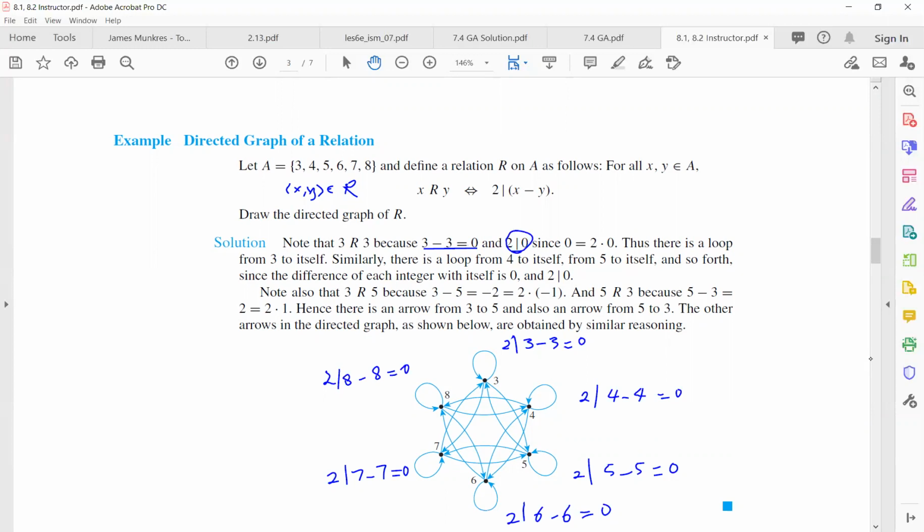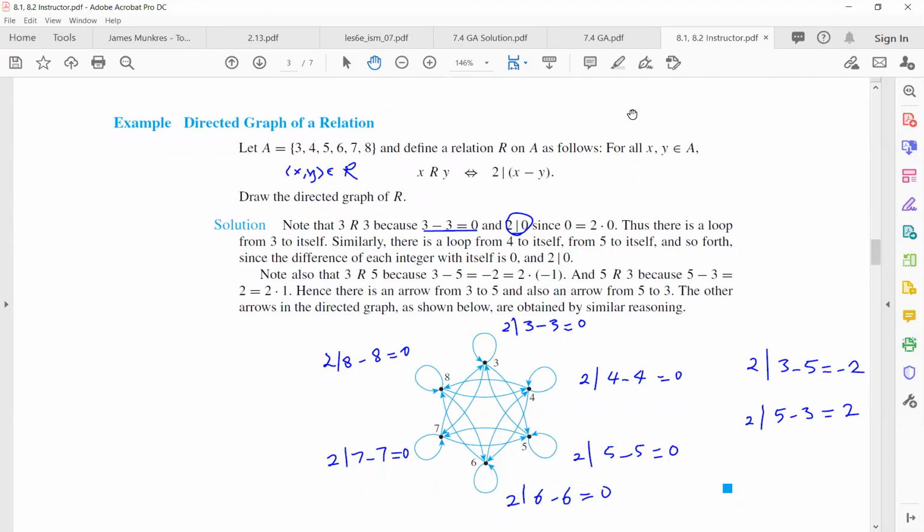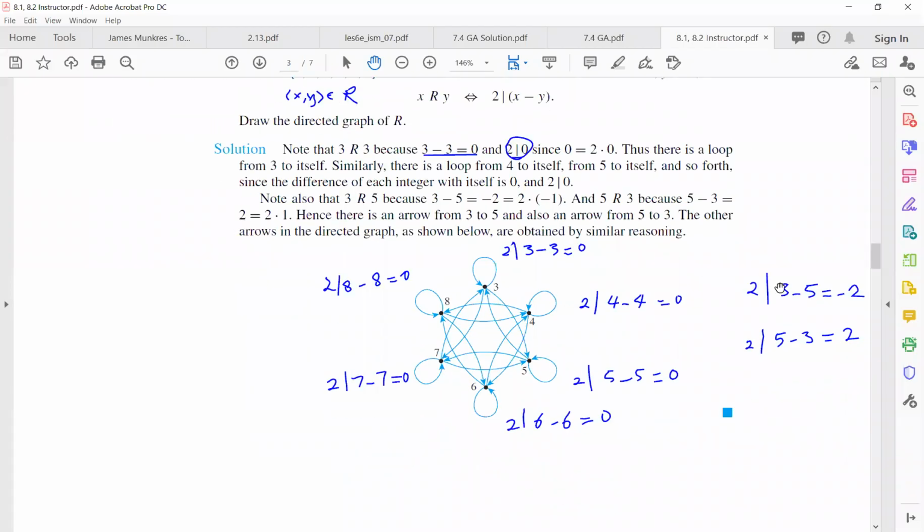We can connect 3 to 5, also 5 to 3. Why is that? 2 divides 3 minus 5, that's obvious. 2 also divides 5 minus 3, which is 2. So for each of these pairs, we can check to see if the subtraction is an even number or not. As you can see, we do not connect 3 and 8 because 8 minus 3 or 3 minus 8, both of them are odd numbers, not even numbers. That's how we form our directed graph. Very well.